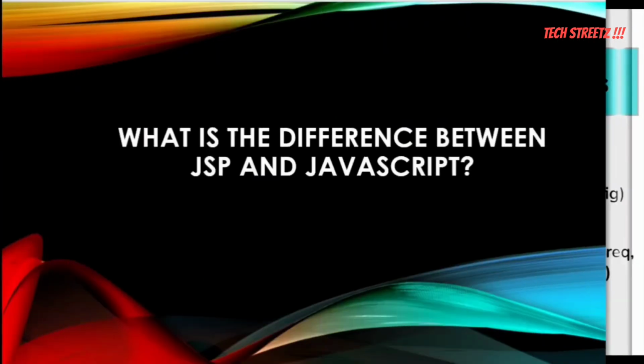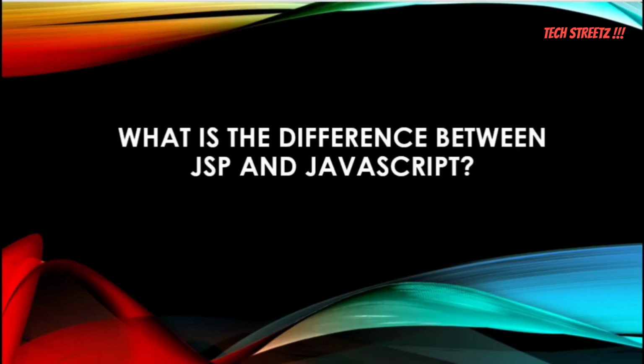What is the difference between JSP and JavaScript? JSP is a server-side scripting language as it runs on the server, whereas JavaScript runs on the client. Commonly, JSP is more used to change the content of a web page and JavaScript for the presentation. Both are quite commonly used on the same page.